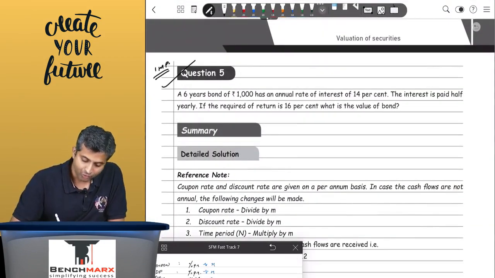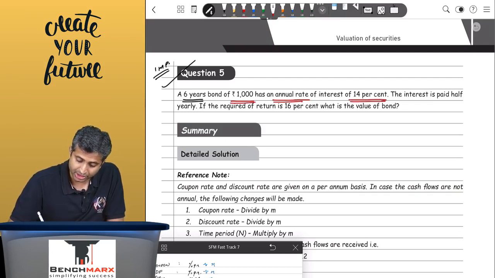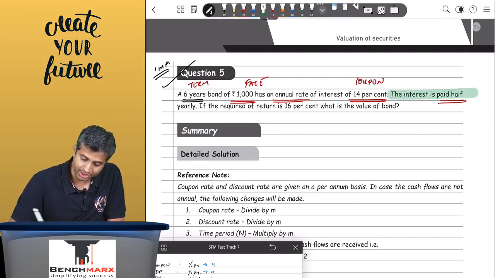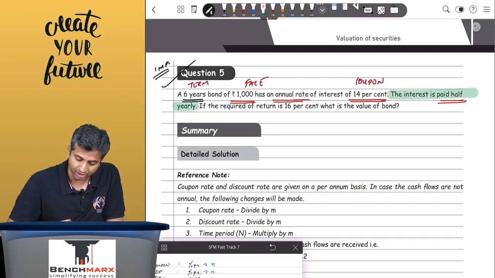Question number 5. A 6-year bond with 1000 rupees has an annual rate of interest of 14% per annum. Achha, this is an annual rate of interest. The term of the bond is 6 years. The face value seems to be 1000 and the annual rate of interest, so this is like a coupon, seems to be 14% per annum. The interest is paid half yearly. Okay, this is the adjustment which makes it a little tricky. The interest is paid half yearly.